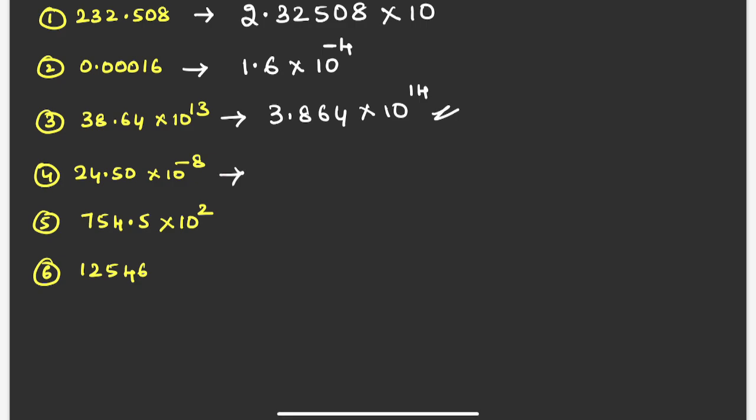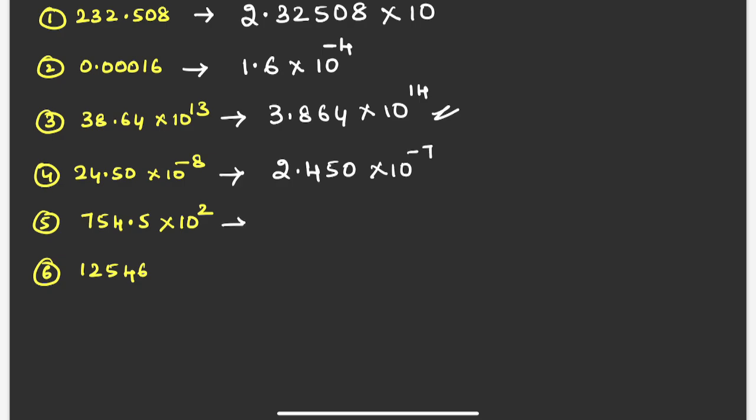Next one. Again shift this point here. So you will be writing 2.450 into 10 to the power of. How much power will you get? Here you can see one place I have shifted towards left. So the meaning is plus 1. So 10 to the power of plus 1. And here already one more power is present, 10 to the power of minus 8. So minus 8 and plus 1, how much will you get? You will be getting minus 7. So the answer is minus 7.